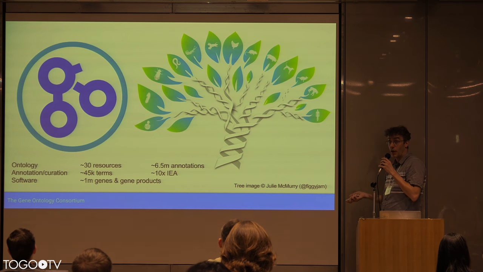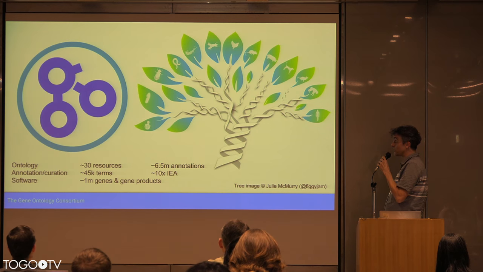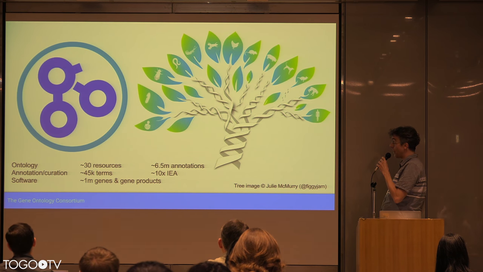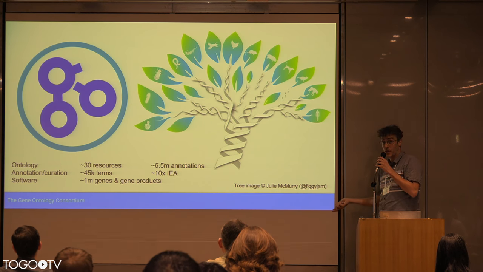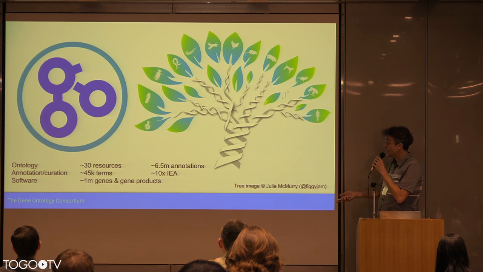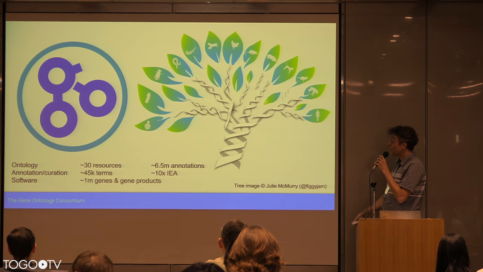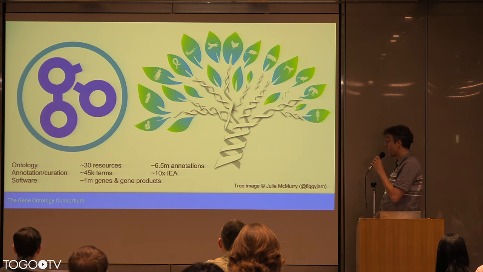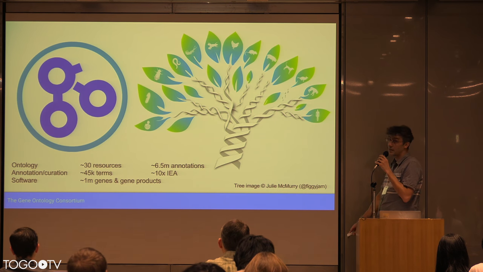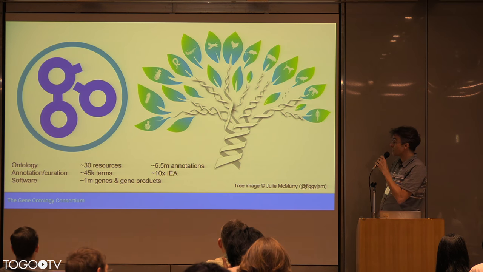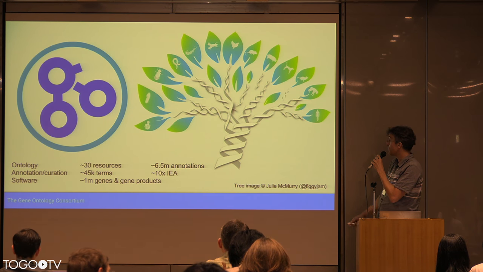So first, the hat I'll be wearing mostly at this BioHackathon is with the Gene Ontology. It's a consortium of about 30 resources that produces the Gene Ontology, has annotation and curation efforts, and also produces a lot of ontology software. About 45,000 terms with annotations over about 1 million genes and gene products, 6.5 million annotations, and about 10 times more if you consider the annotations brought in by computers.